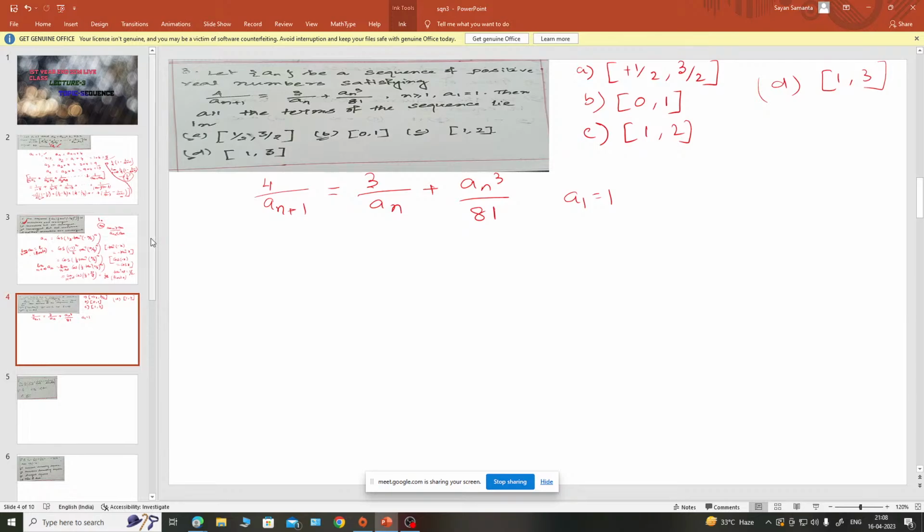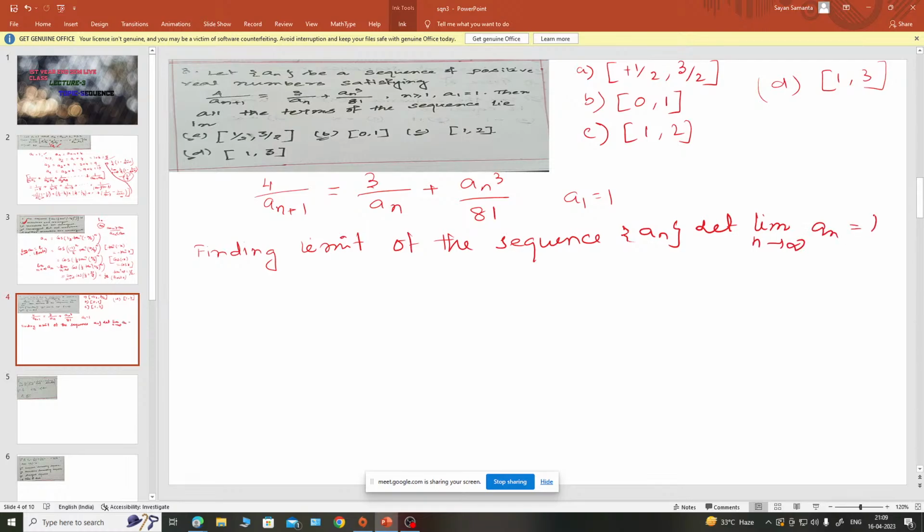So this problem we can solve first by taking the limit. Here we are finding the limit of the sequence a_n. Let the limit as n tends to infinity of a_n equal L. If the limit of a_n is L, then a_{n+1} also tends to L, because a_n is convergent to L, so a_{n+1} is also convergent to L.